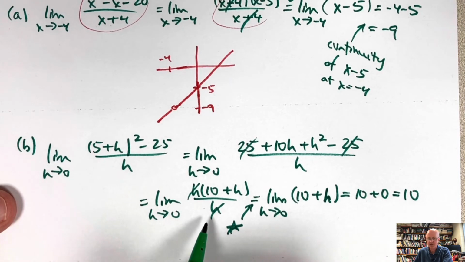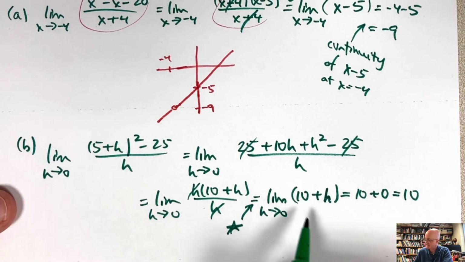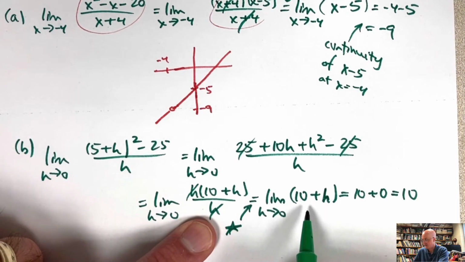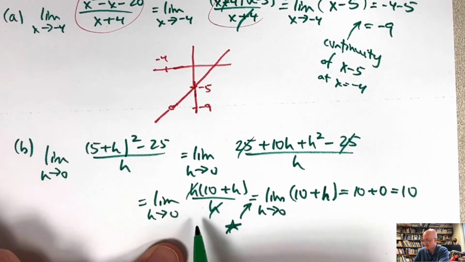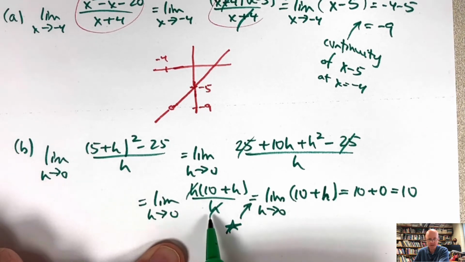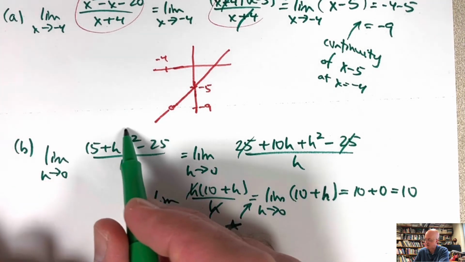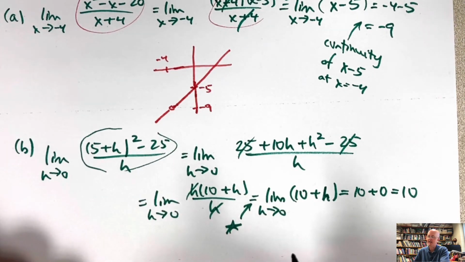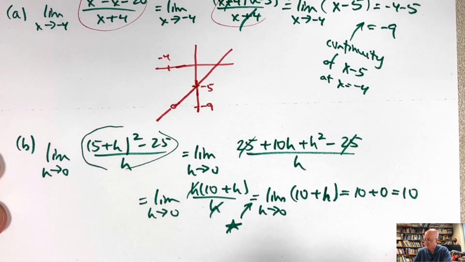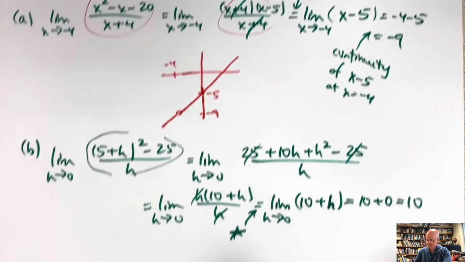As a function of h, this is undefined at h equals 0, but this is defined at h equals 0. But these are equal as long as h is not 0. So if the limit of this one exists, so will the limit of this one. The limit of that one is definitely 10, therefore the limit of this one must be 10. If you graph this expression as a function of h, it will look like a straight line again with a point missing at h equals 0, just like what happened in part A.